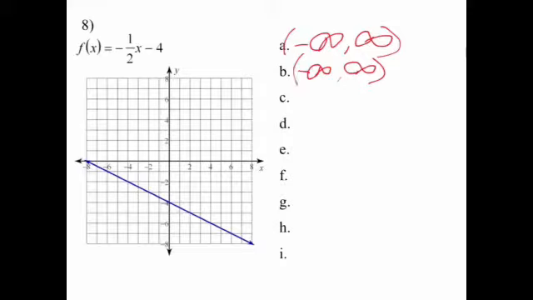Where is my function crossing my x-axis? It's over here at the point -8, 0. Where is it crossing the y-axis? Right there. That's the point 0, -4.